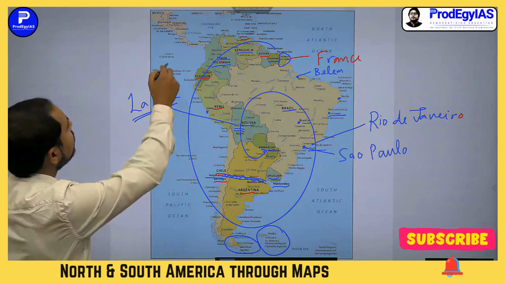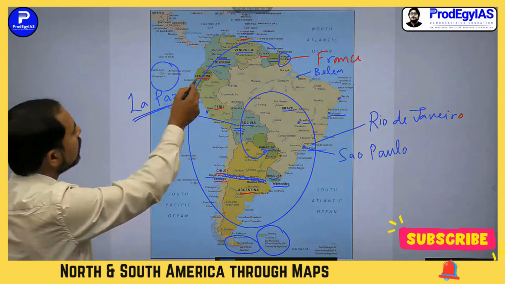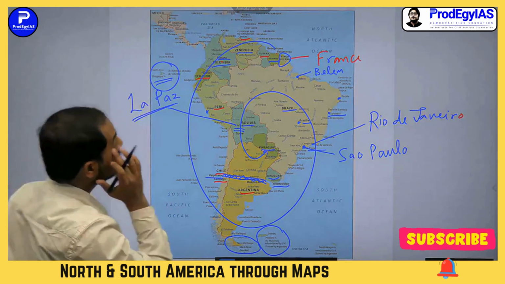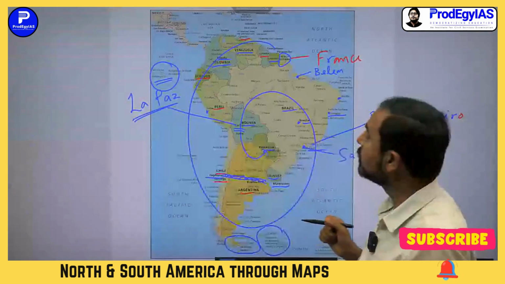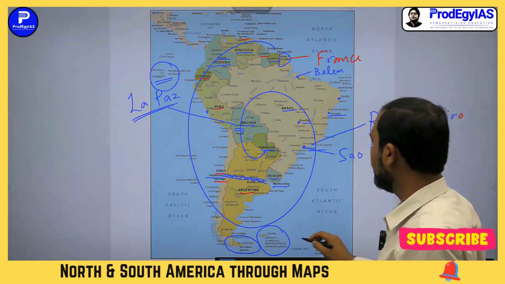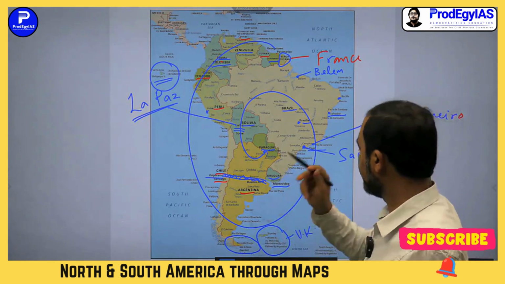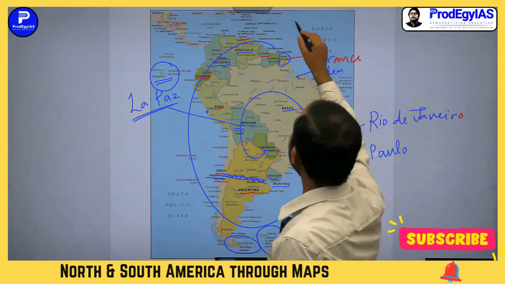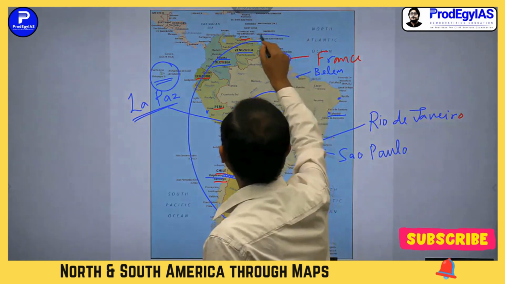Then one more island is Galapagos Island. That belongs to Ecuador, off the coast of Ecuador. Falkland Island is still under the UK, administered by the UK, but claimed by Argentina. Since it is part of its continental shelf, it will naturally claim it.